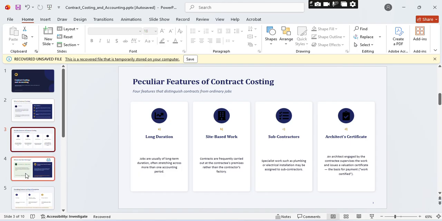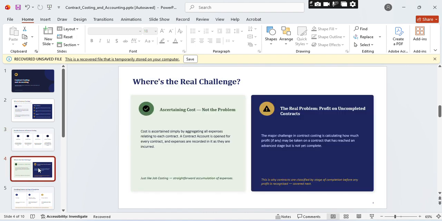We talked about the peculiar features, and let us look at the real challenges. So what are the challenges? Cost is ascertained simply by aggregating all expenses relating to each contract. Then a contract account is opened for every contract, and expenses are recorded in it as they are incurred.